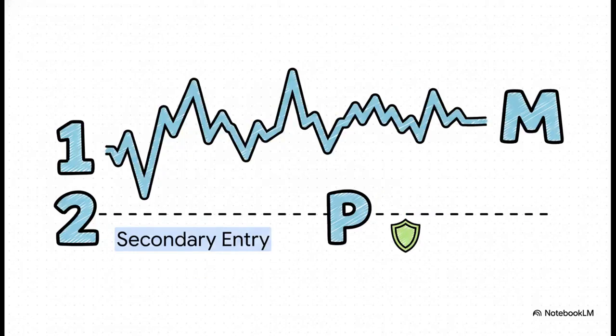Now, the plan laid out in phase 1 actually had two potential entry points. The main one was level M, which we just saw get triggered. But there was also a backup, a secondary entry at level PC. You can think of this PC level as a built-in piece of the risk management plan for the cycle.